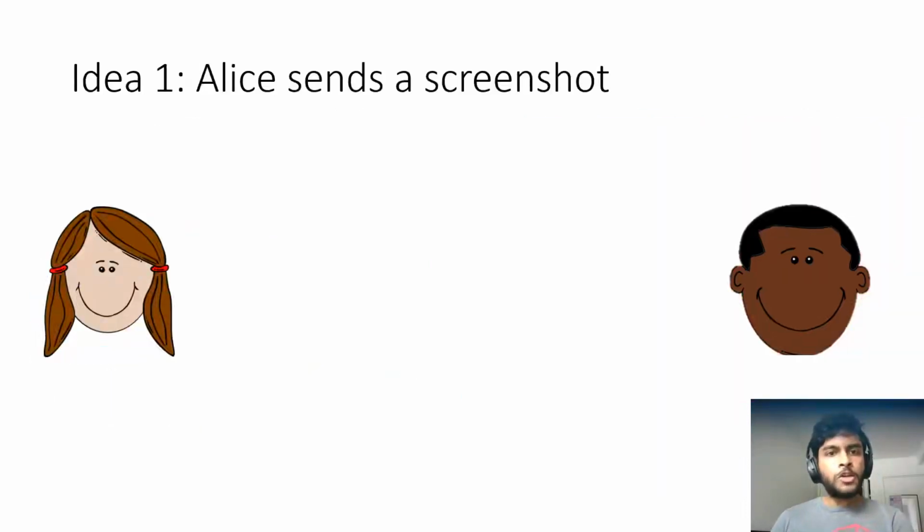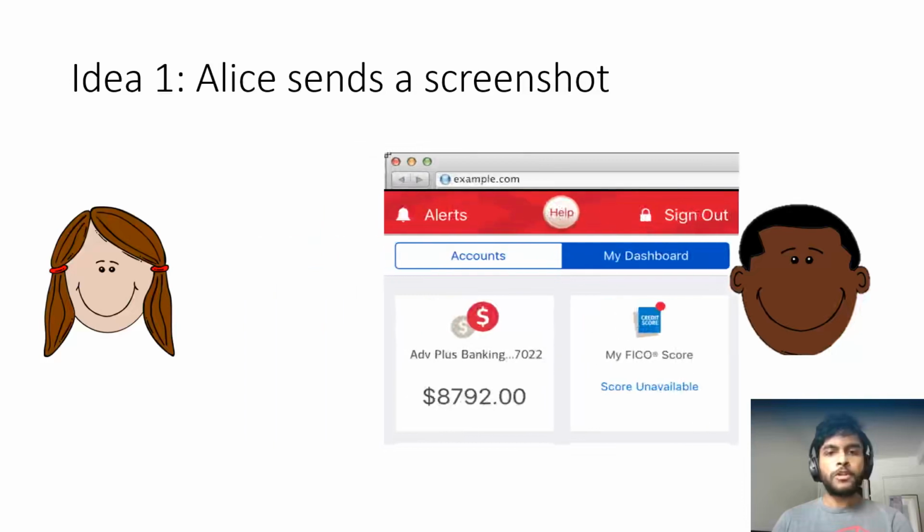A first thought could be to simply send a screenshot of her bank account. But as you all might know, it's easy to modify a screenshot. Alice might have no money, but still pose as a multimillionaire. So this won't work.